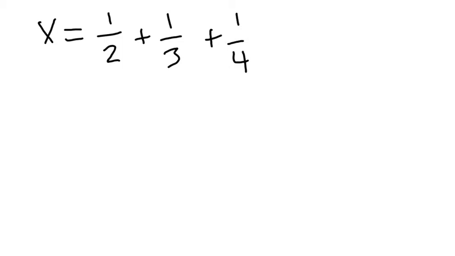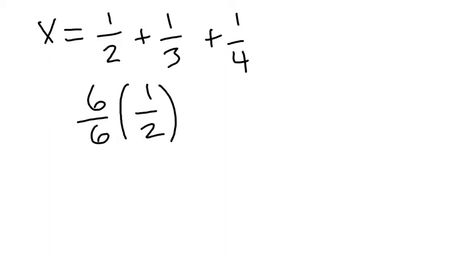Now we need to find the least common denominator, which happens to be 12 for this. So in order to get 12 on the bottom of all of these, we're going to have to multiply them by 1, but instead of just writing 1, for example, for the half, we're going to write 6/6, which is equal to 1, and then we're going to multiply that by the 1/2. So you're not changing the number, you're just changing the denominator and numerator, but it's still the same number.